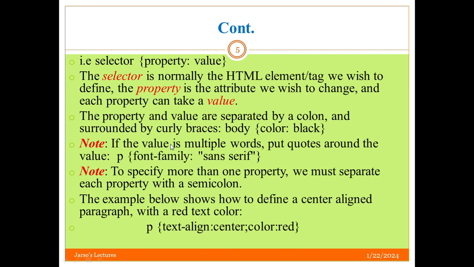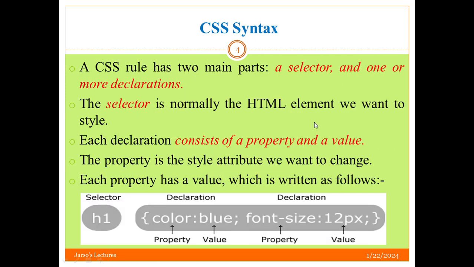Look here, the very important point that you have to bear in mind is that the property and the value are separated by a colon. Look here, colon. Not semicolon. A colon is for separating the property and the value. Here the property is color, and blue is its value; they are separated by a colon.